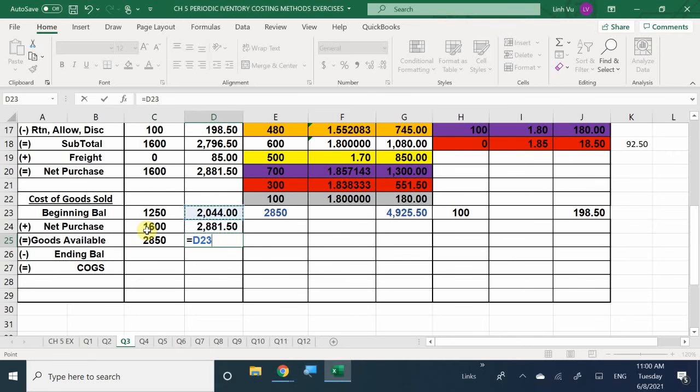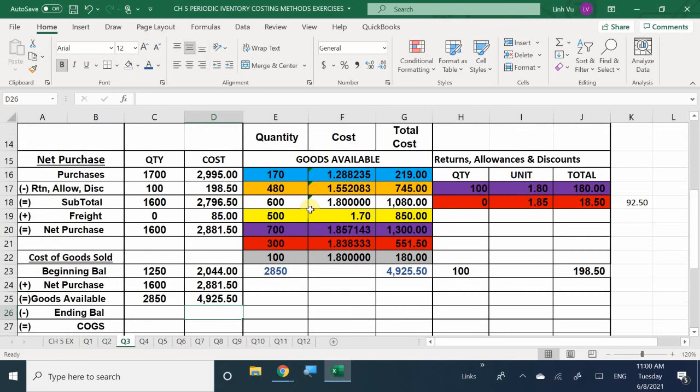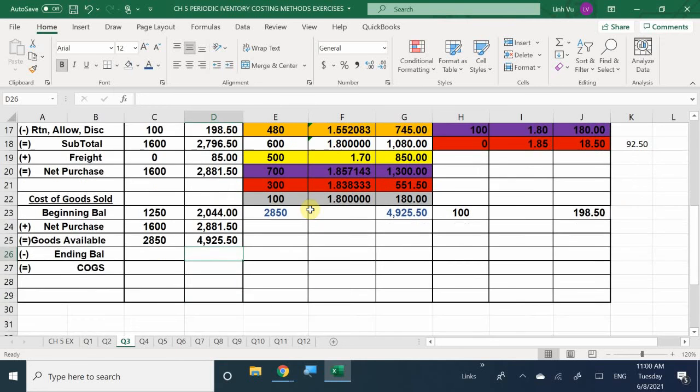And what is going to be my total cost here? $49.25.50, which right here in our table, right in the middle, we know that this is exactly what our goods available are. Okay, we have our calculated amounts. This is our beginning inventory plus our net purchases, right? So therefore, that's it, right?